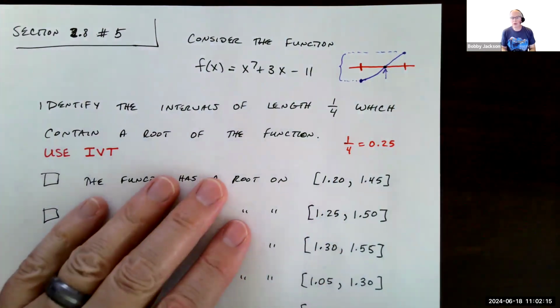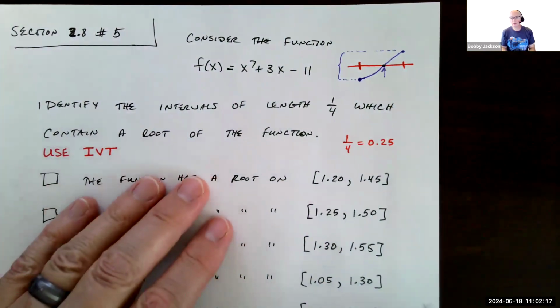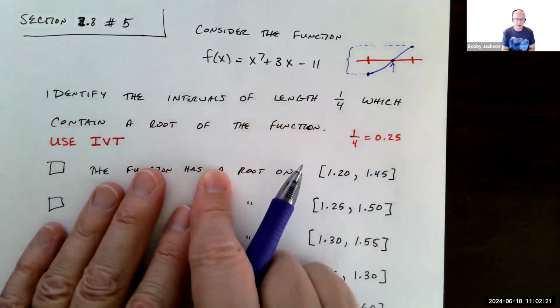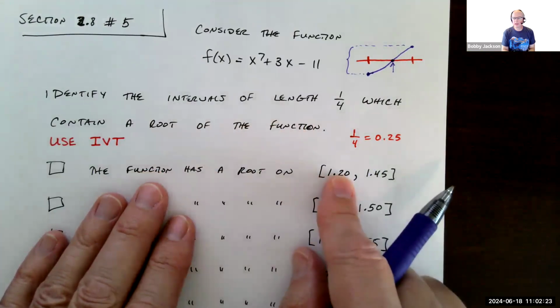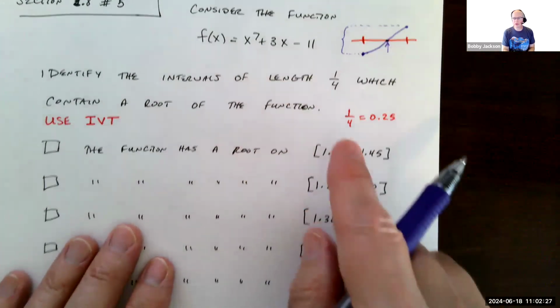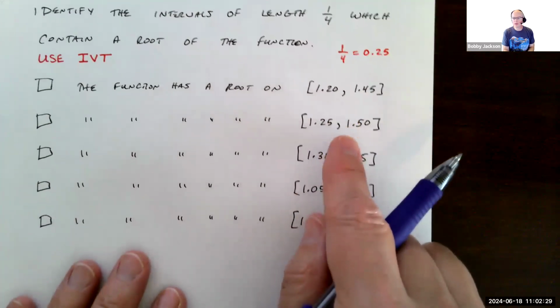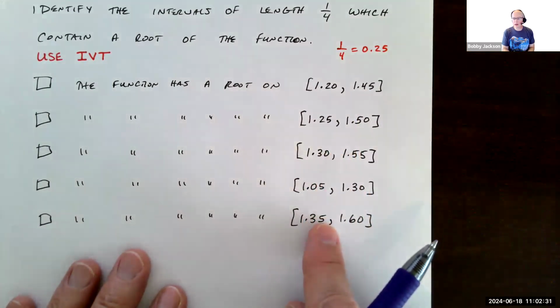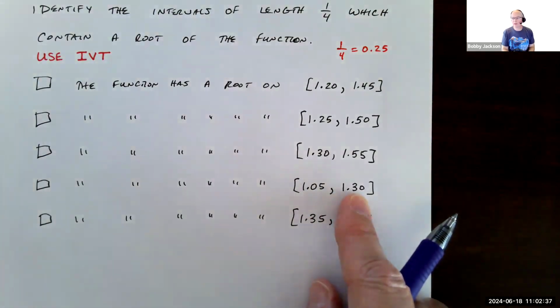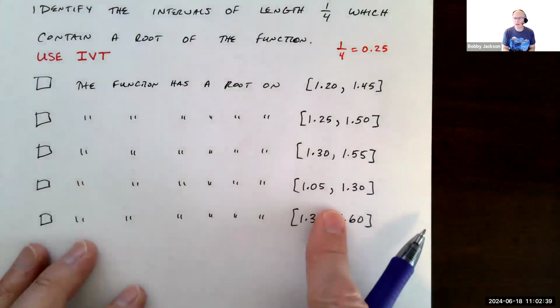So all we're going to do here, they also talk about the bisection method, but this is not the bisection method. This is simply checking these intervals to see if this case is true. Notice each one of these intervals, if you check, is of length 1/4. So like from 1.05 to 1.3, that's a length of 0.25, right? So they're all length 1/4.